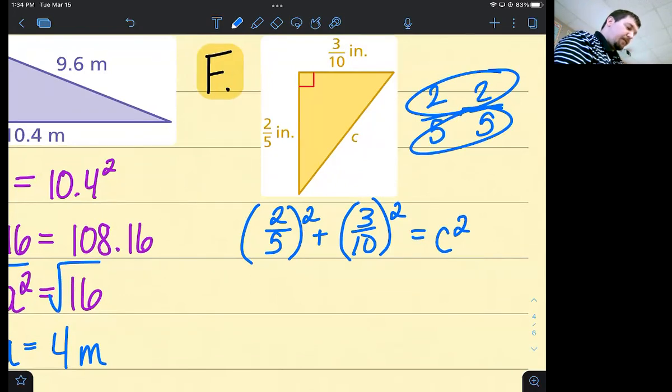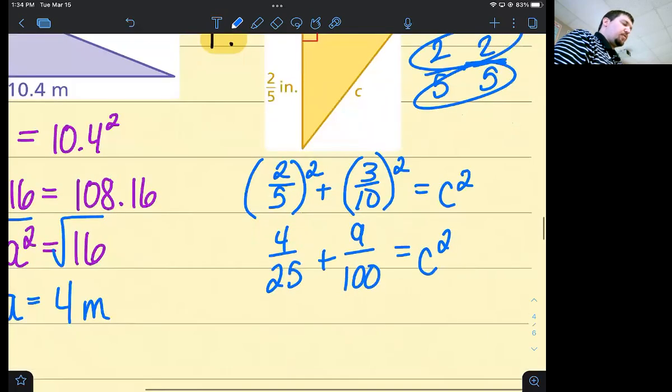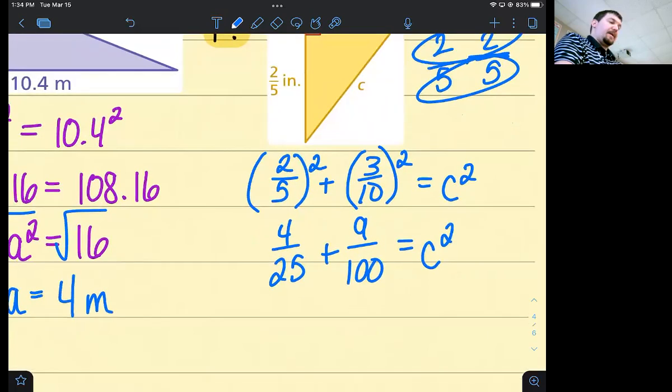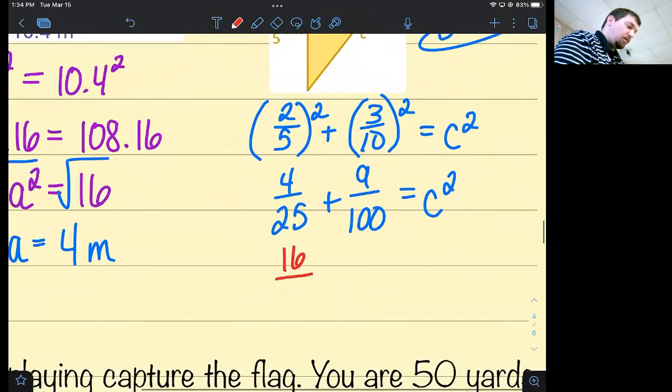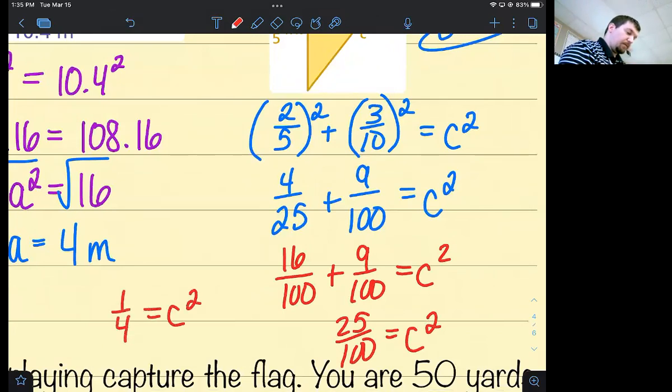We're going to get 4/25 plus 9/100 equals c squared. Now, the only issue with fractions is we would need a common denominator. Sky? Exactly. So we're going to multiply the first fraction by 4/4 to make it 16/100, to make it 25/100. What's 25 over 100 reduced to? Dawson? 1/4.